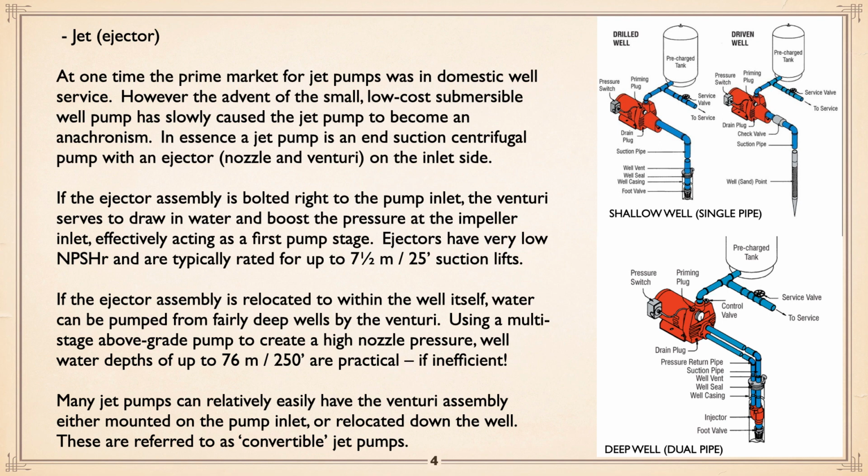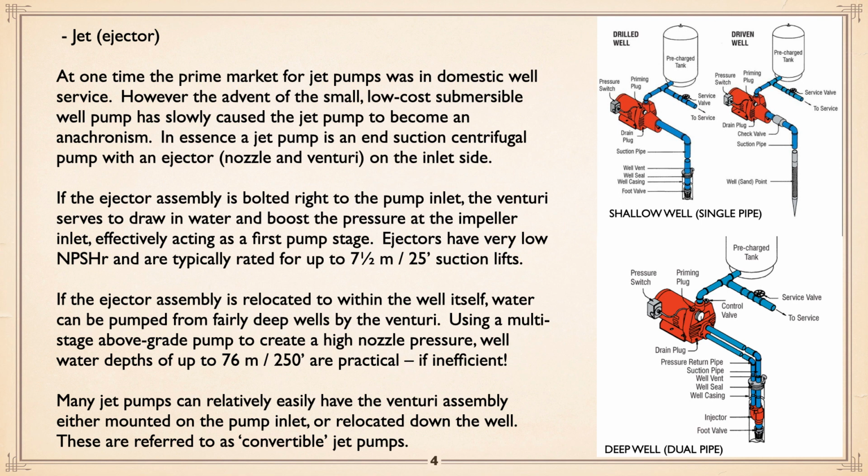Now, these things are also convertible. That inlet venturi can be unbolted and put down in the well with two pipes, one with pressure going down, the smaller of the two, and one coming back with the water that it has effectively pumped. And again, they mentioned the control valve on this thing to throttle so you get some back pressure going. Okay.